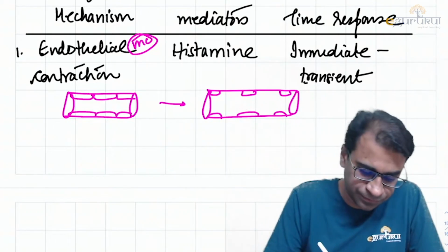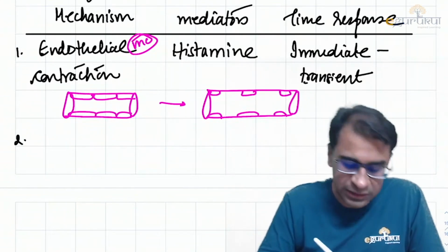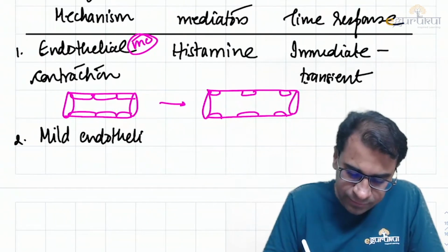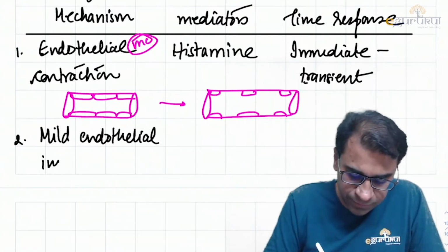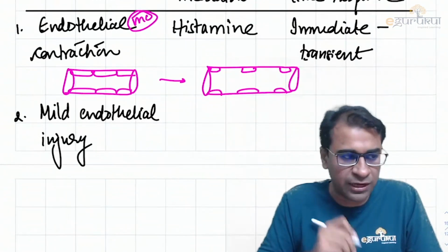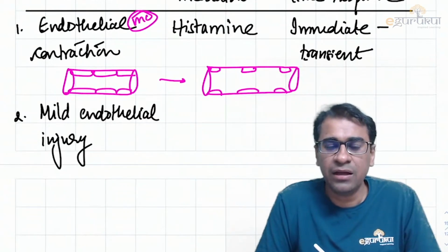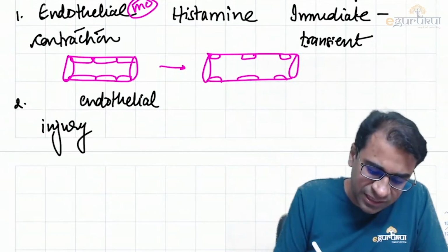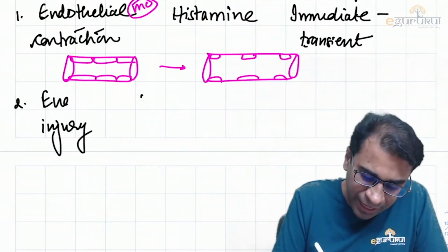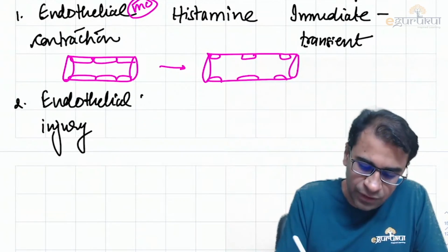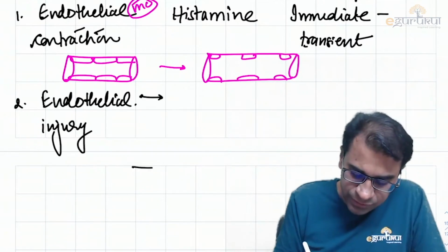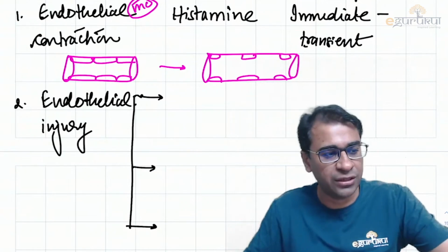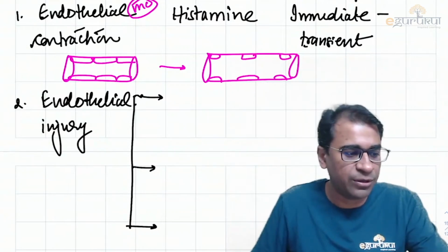Okay. Second is mild endothelial injury. Let's write it in a different way. Just write first of all endothelial injury. An injury can be of three types. Injury of the endothelium can be of three types.